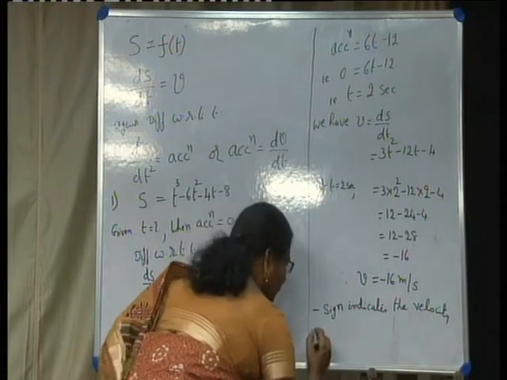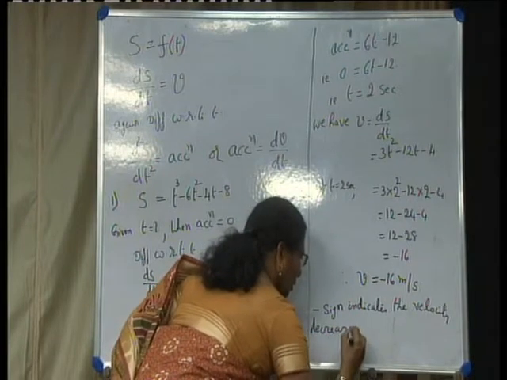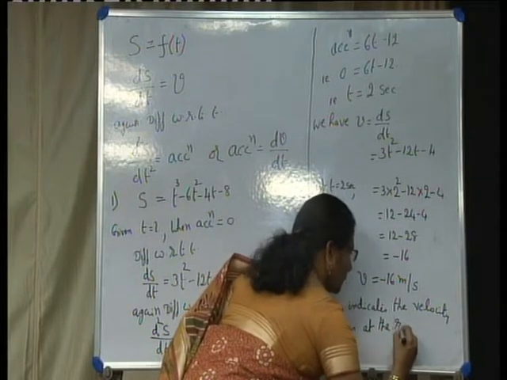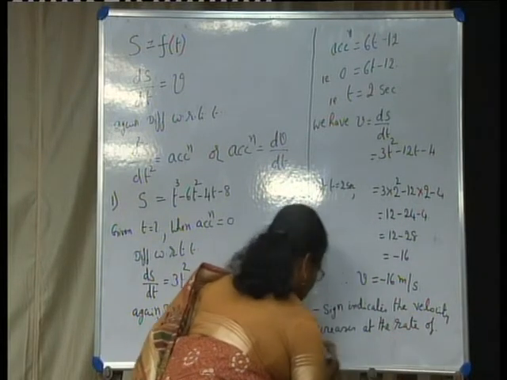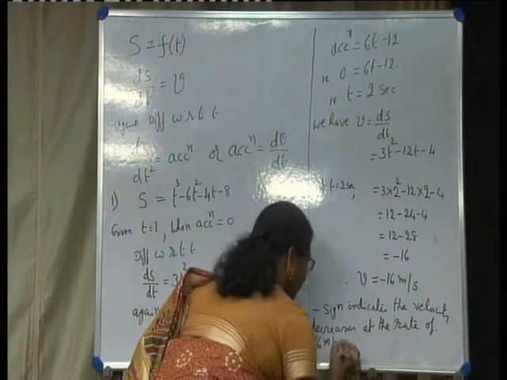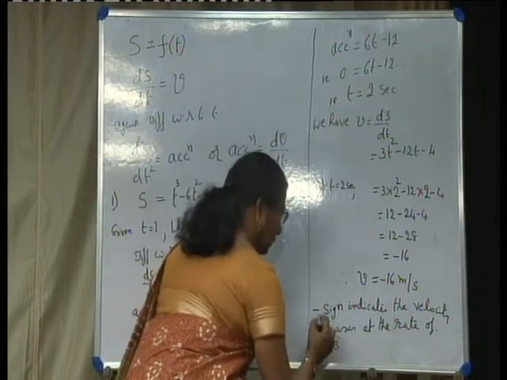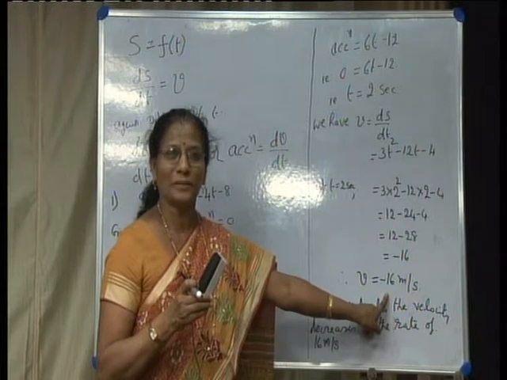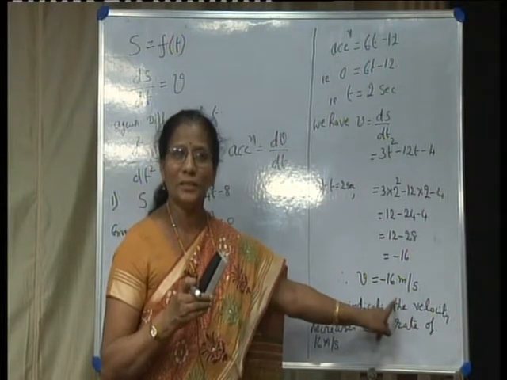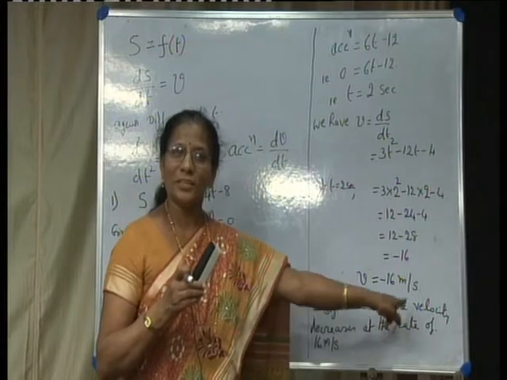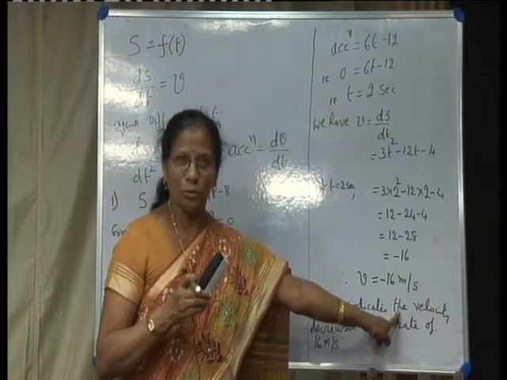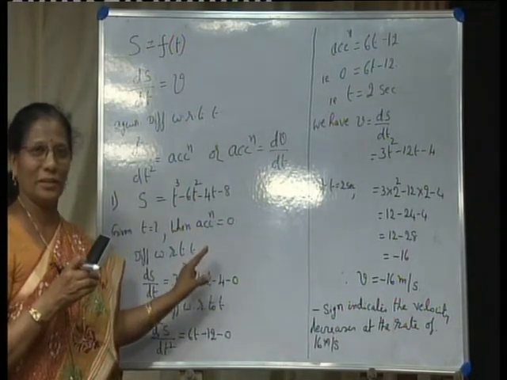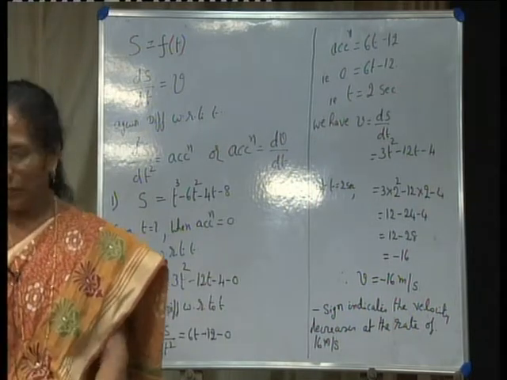The velocity decreases at the rate of 16 meters per second. If it were a plus sign, 16 meters per second, the velocity would increase. Here the minus sign is there, that indicates the velocity decreases. I think you have followed. First derivative is velocity, second derivative is the acceleration. Let us go to the next problem.